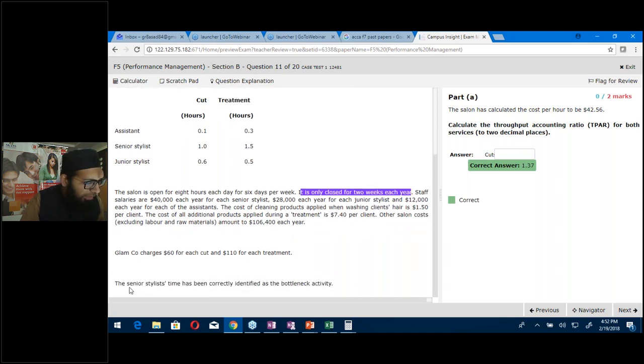Yes, this has already been told. The senior stylist time has been correctly identified as the bottleneck. One of the students has told me that the senior stylist will be the bottleneck, and yes, this is already provided in the scenario. Anyway, $40,000 is the salary for the senior stylist, $28,000 for the junior, and $12,000 for the assistant. And also the overheads are 106,400.